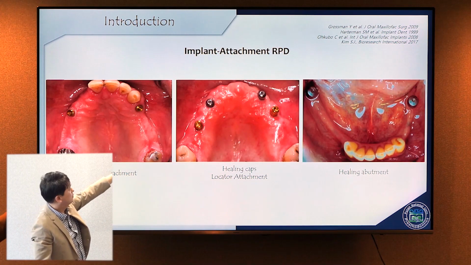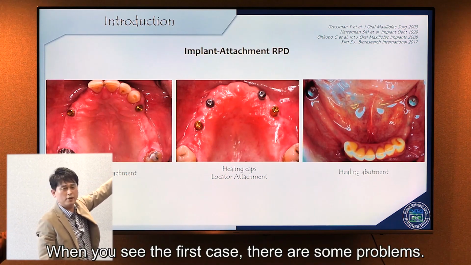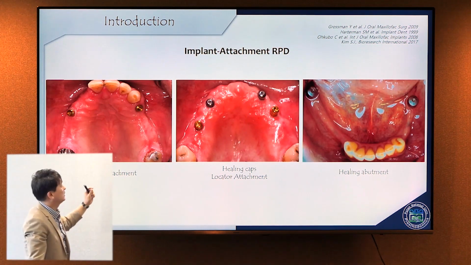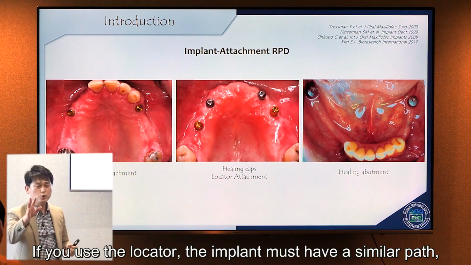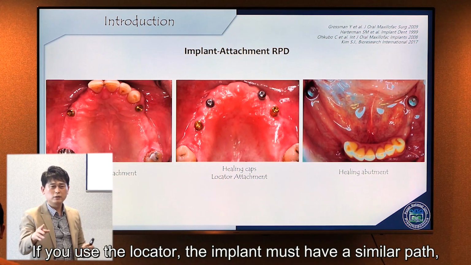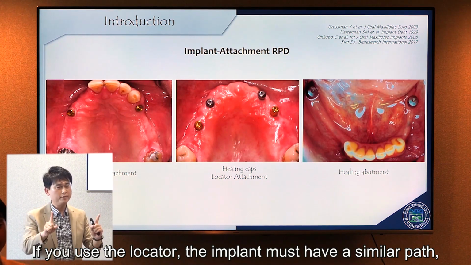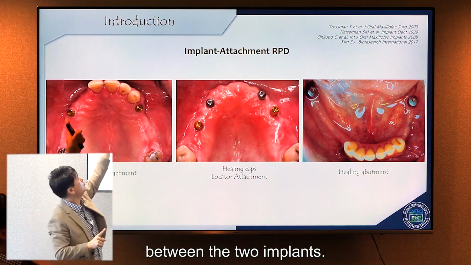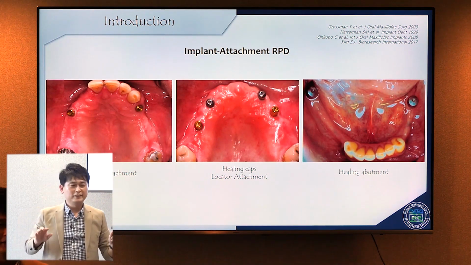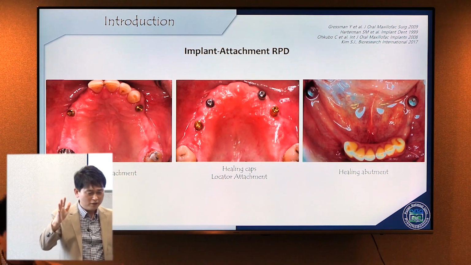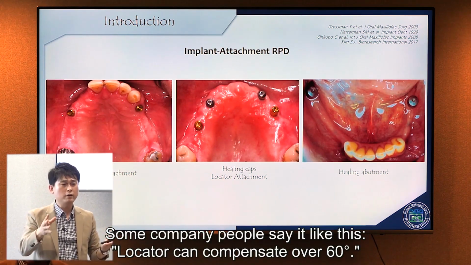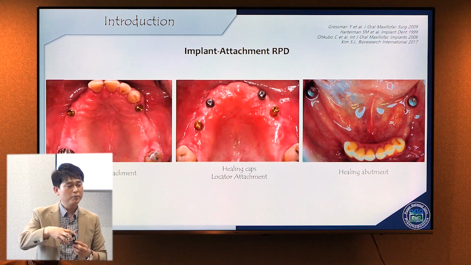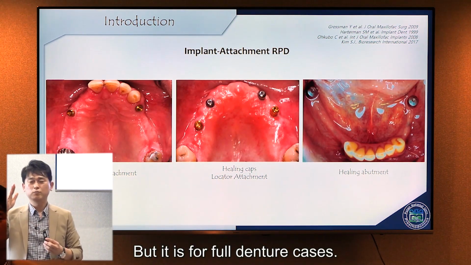So when you see the first case, there are some problems. What kind of problem? If you use a locator, the implants have to have similar paths between 2 implants. You know? It's a very confusing factor. Some company men say like this: the locator can compensate over 60 degrees, but that is the full denture case.